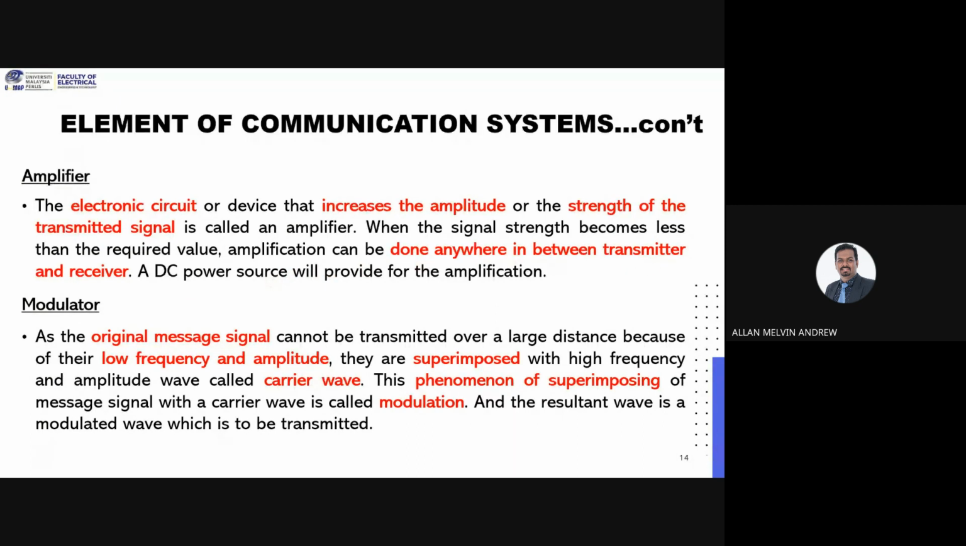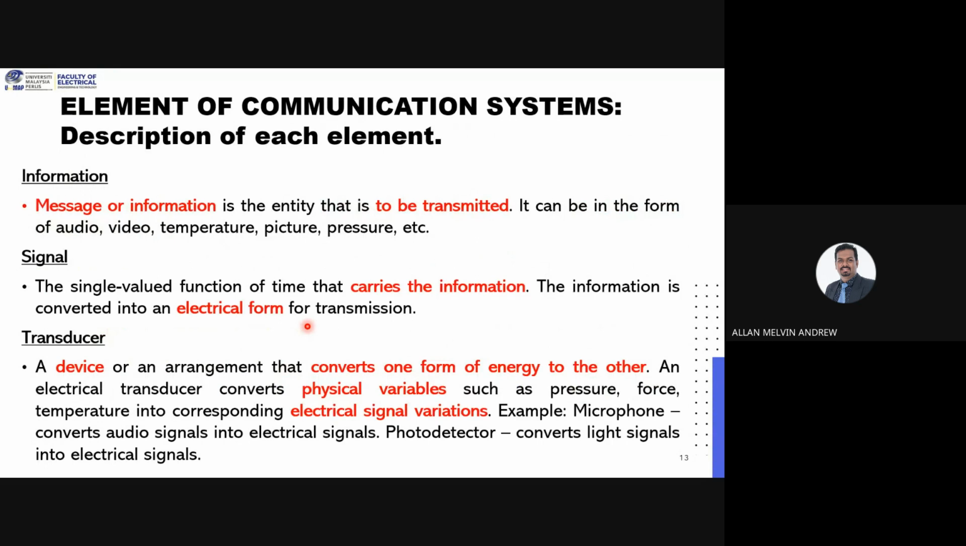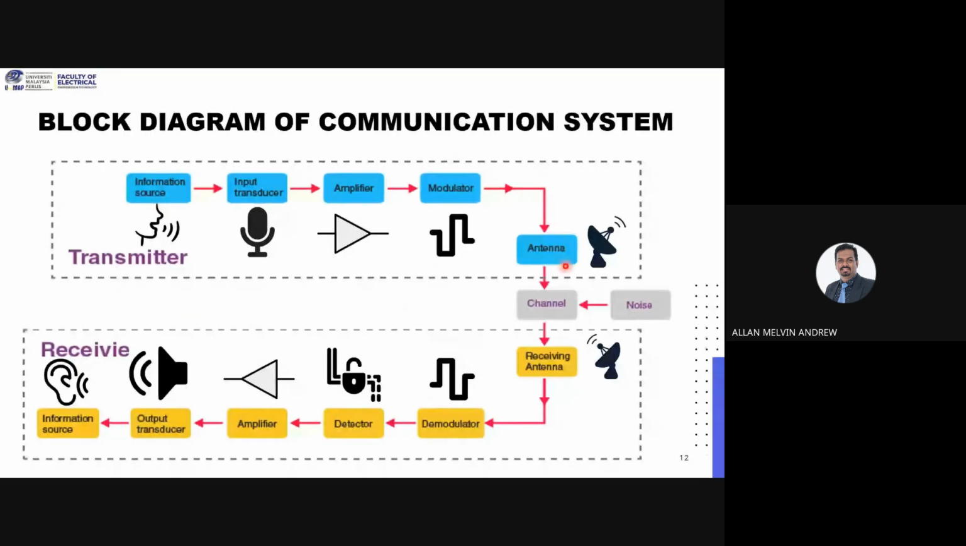The amplification can be done anywhere in between transmitter and receiver. Okay, so earlier we have seen, between this transmitter and the receiving antenna, you have a channel. So in between here, you can have an amplifier anywhere also. Okay, so not necessarily must be here. So it can be here.